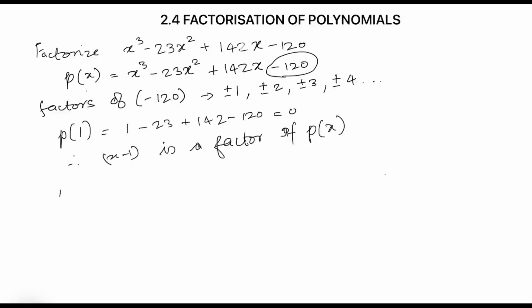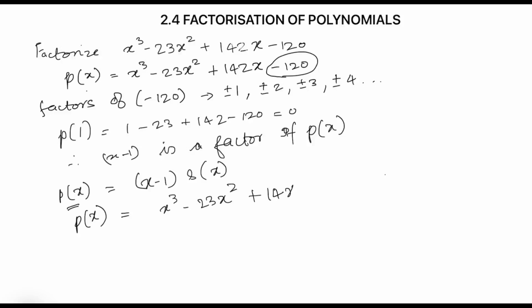So we are saying that p of x can be written as x minus 1 multiplied by a certain s of x, where s of x is also a polynomial. Now, what is s of x? What we need to do is find a way of splitting p of x such that x minus 1 can be taken out as a common factor. So we know that p of x is equal to x cubed minus 23x squared plus 142x minus 120.